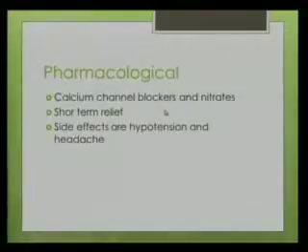You can try calcium channel blockers and nitrates. These are all muscle relaxants. They basically give short-term relief. Clearly, there's side effects to these drugs. Are they curative? No. Okay, when do you use them? People who either are early in their symptom course, don't want an operation, can't tolerate an operation, or are too old. Okay?